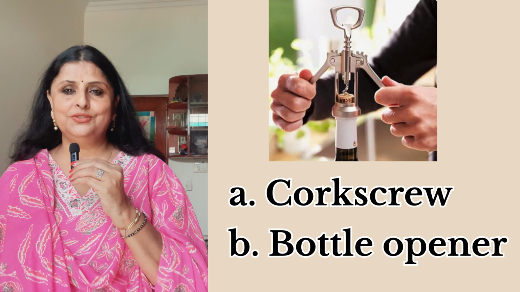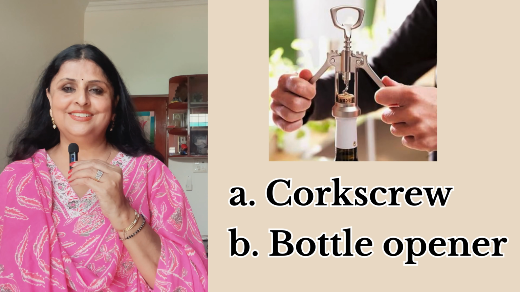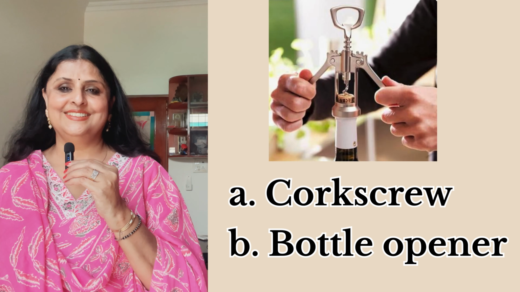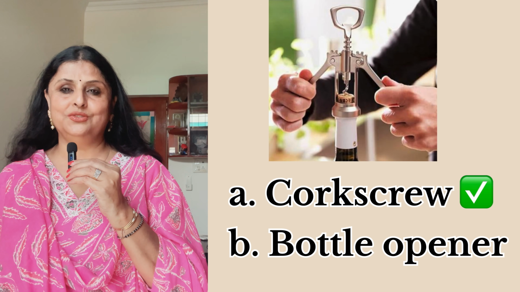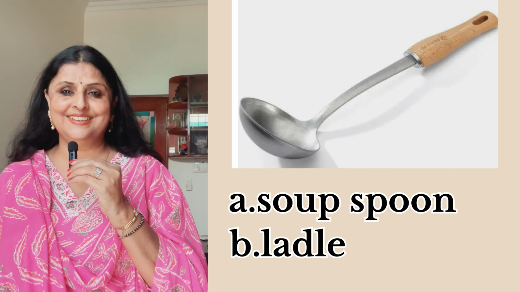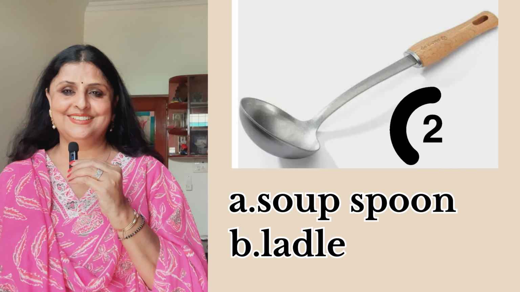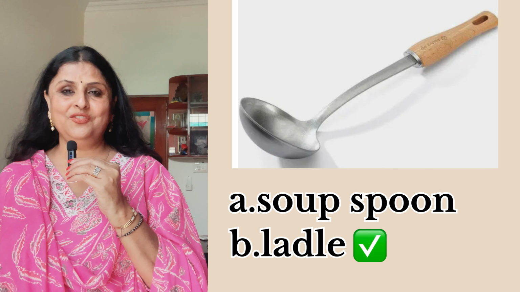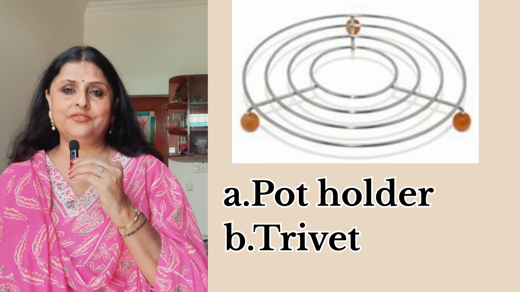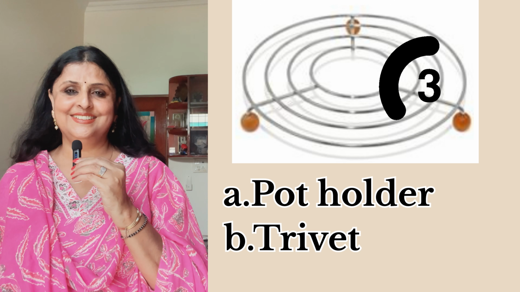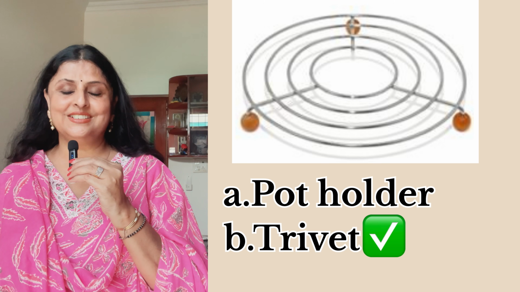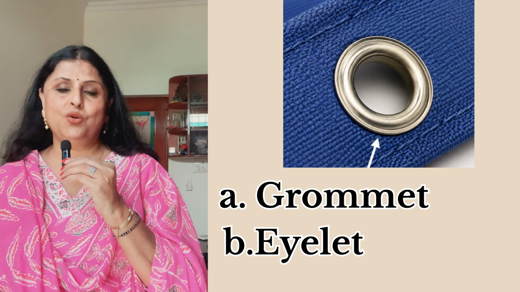What is this called? A corkscrew or bottle opener? A corkscrew. This is a soup spoon or ladle. Perfect. Ladle. This is a pot holder or trivet. Trivet. Absolutely perfect.